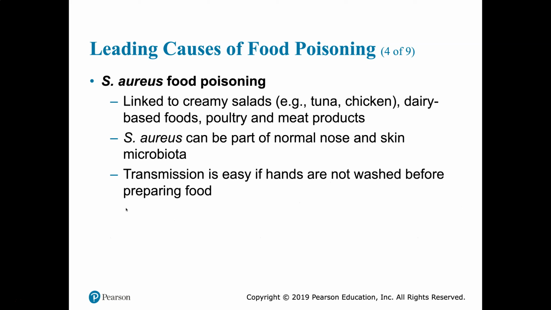So the leading cause of food poisoning, food intoxication, is Staph aureus. It's associated with dairy-based food, poultry, meat, and Staph aureus can be part of the normal microbiota of the nose and skin and throat. And easy to transmit if you don't wash your hands before preparing food.